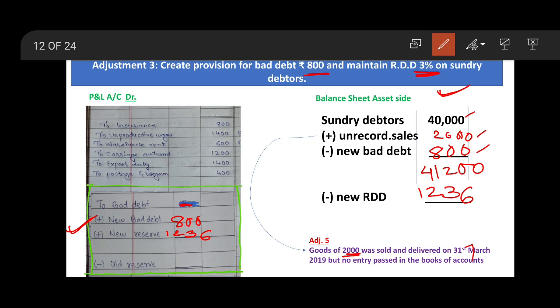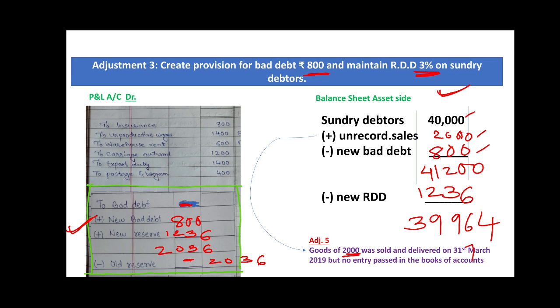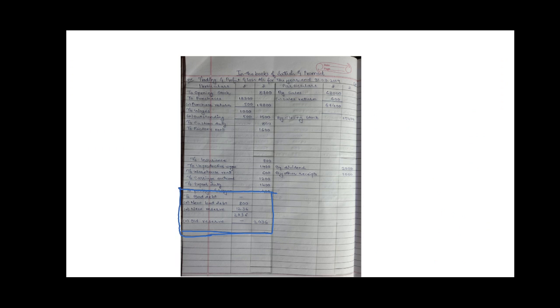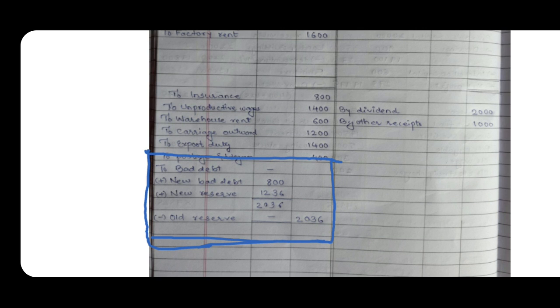Okay, now the sundry debtors balance will become 39,964, and here to the debit side of profit and loss account it will be 2036. As we don't have old reserve, it will be nil. Bring this amount out in the outer column, 2036. As we are not preparing balance sheet, in this way to the debit side of profit and loss account, the bad debts will be dealt.